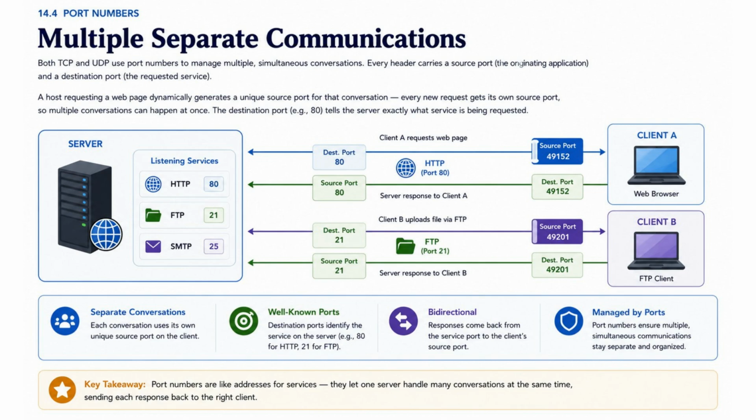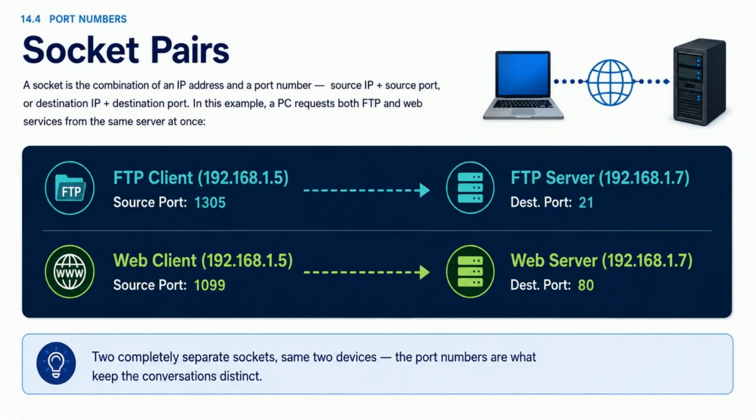Both TCP and UDP use port numbers to juggle multiple simultaneous conversations. Every header carries a source port, originating app, and destination port, requested service. A host requesting a web page dynamically generates a unique source port per request, so multiple conversations can run at once, while the destination port, like 80, tells the server exactly what service is being requested. A socket combines an IP address and a port number, source IP plus port, or destination IP plus port.